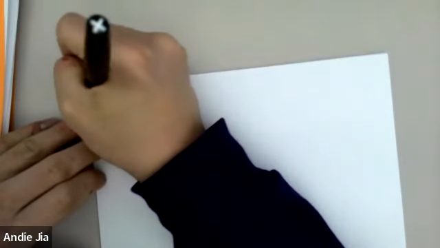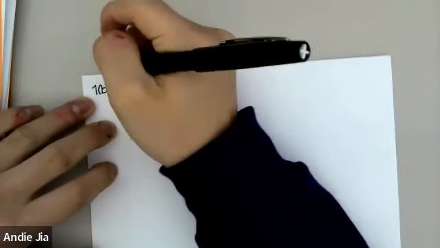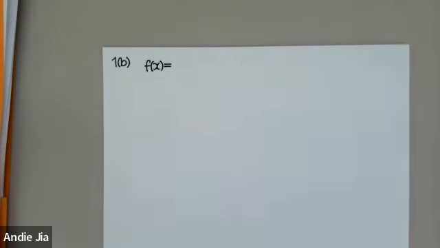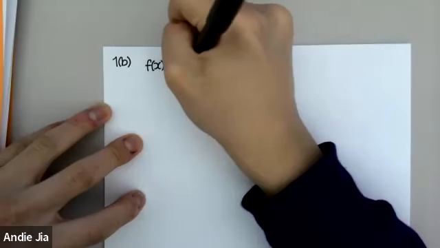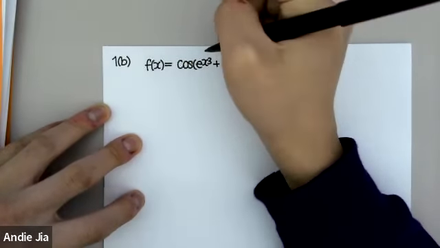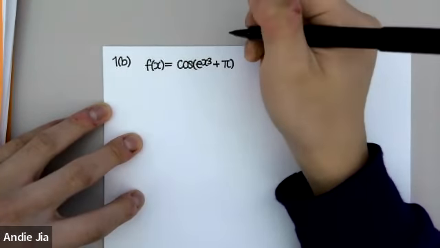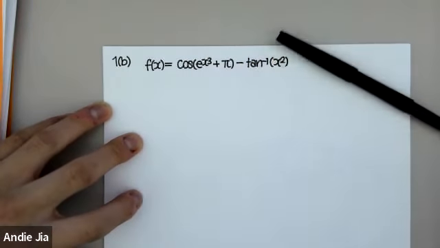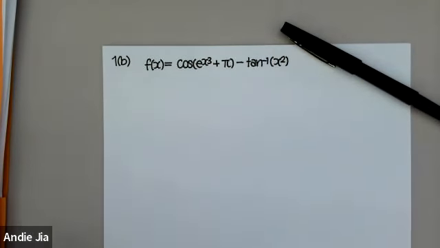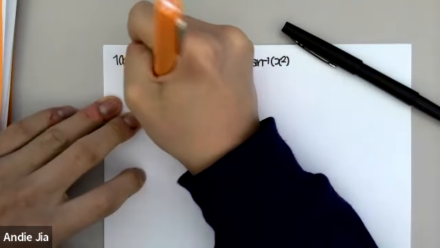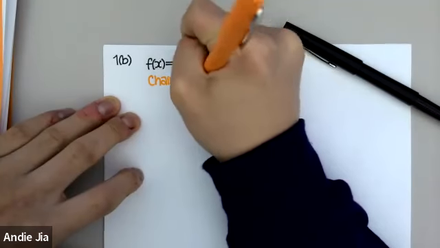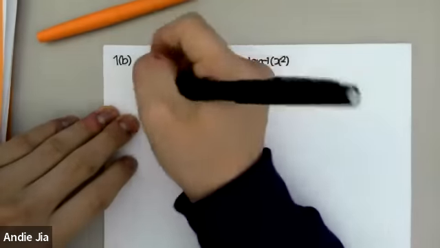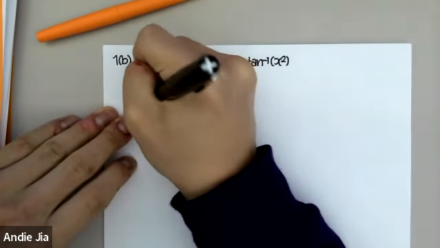1B. We have f of x equals cosine of e to the x cubed plus pi, minus inverse tangent of x squared. The only way is the chain rule. That's it. Just make sure you apply all the derivative rules here.